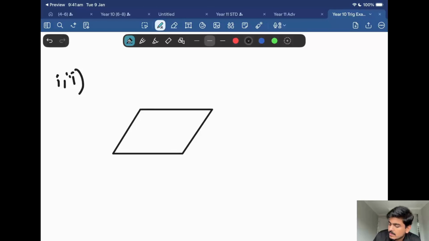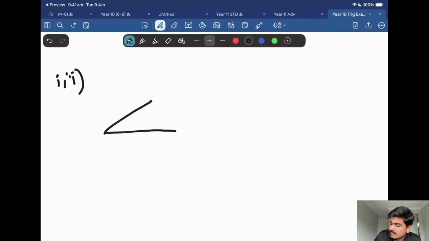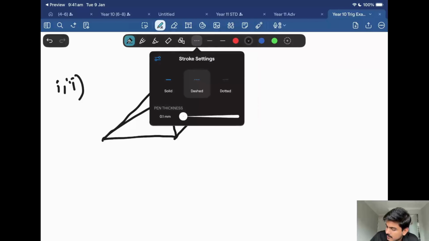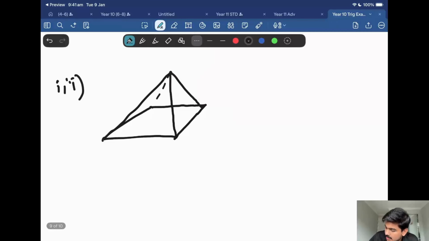Right, so this is our pyramid. I'm going to draw it a bit more slanted. Okay, so then you have this side. We have this. We have this. We have this. And at the back, there's this.